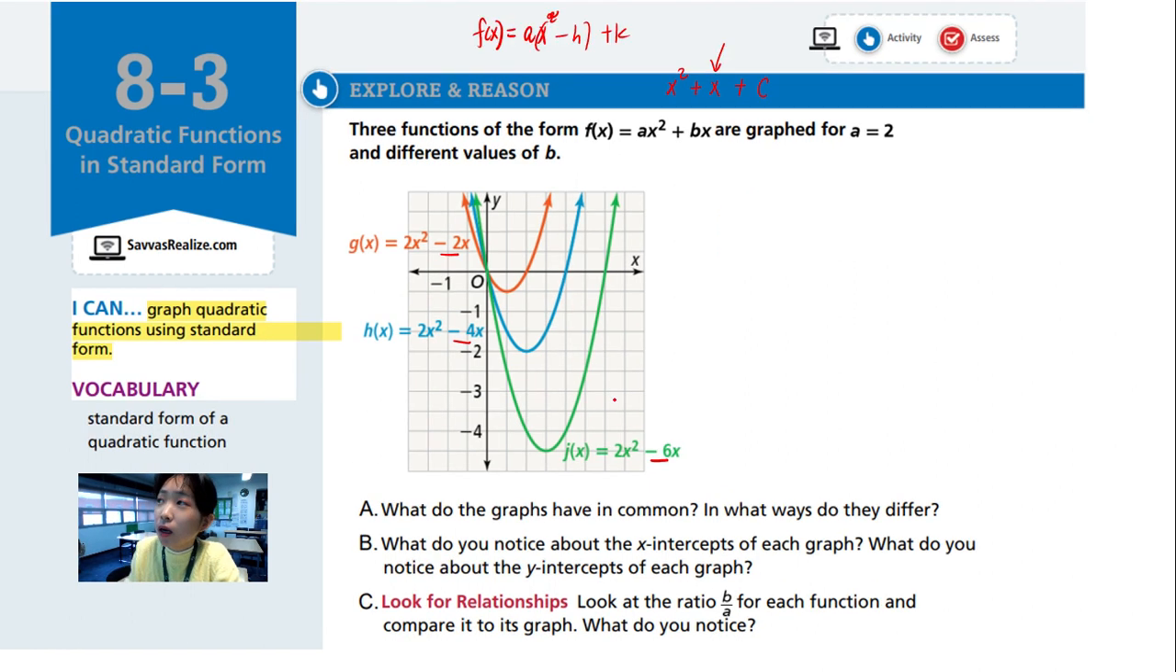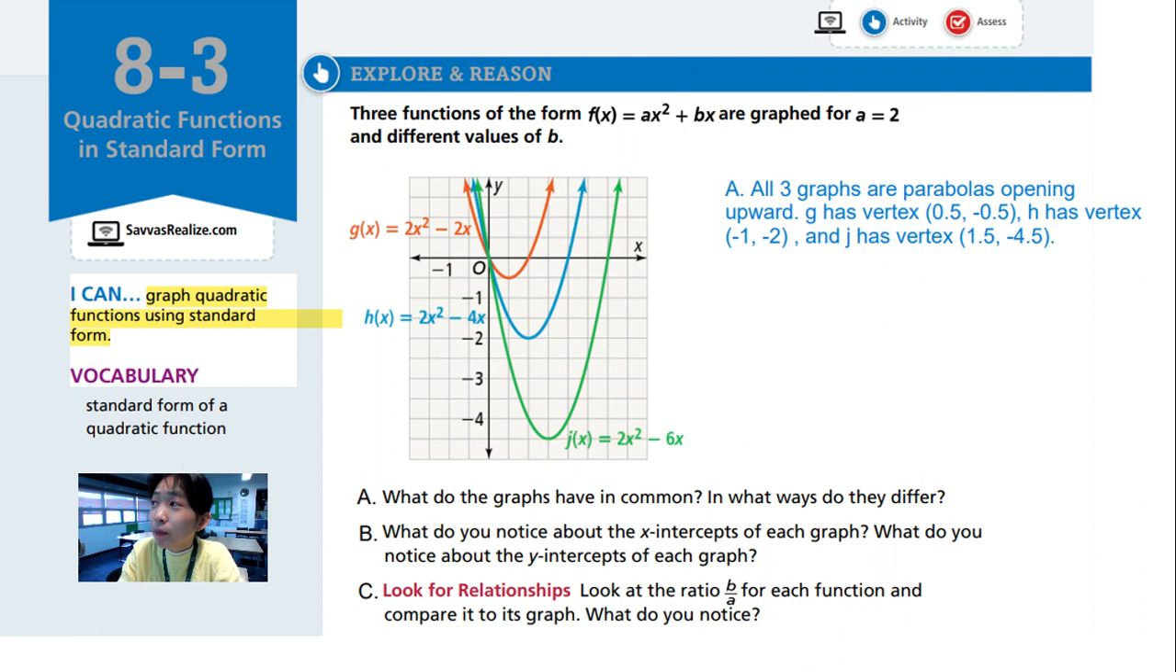If you look at the vertex, the vertex of the red graph is here, 0.5, comma, -0.5. The vertex for the blue graph is here, that is 1, comma, -2. The vertex of the green graph is right here, 1.5, comma, -4.5. So what do the graphs have in common? They have the same shape, but they have different vertices.